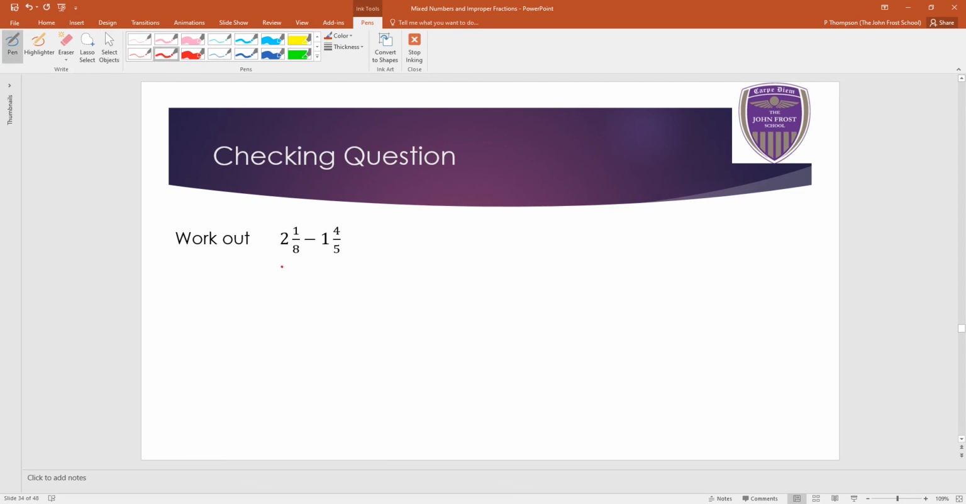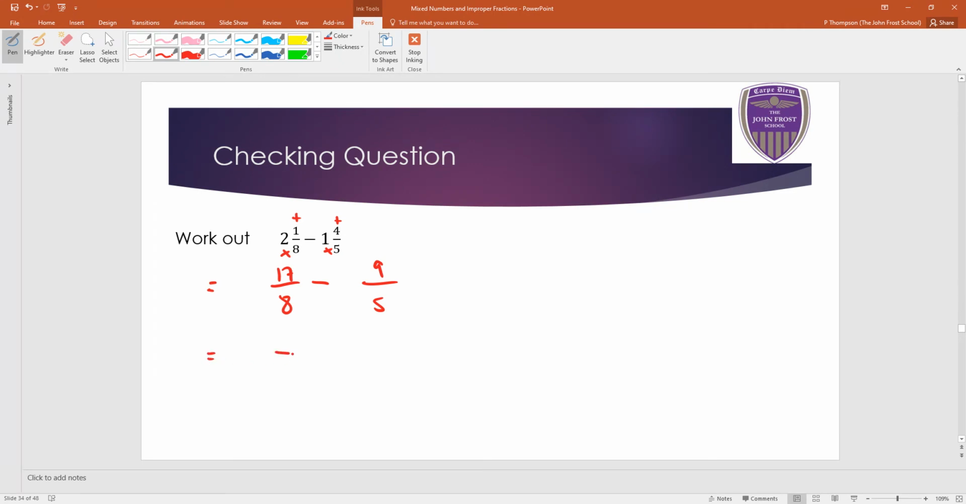It's the exact same method. So again, 2 times 8 is 16, add 1 is 17. 1 times 5 is 5, add 4 is 9. That's my usual method to get them into improper fractions.